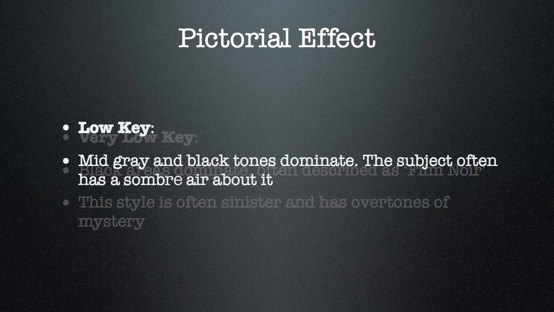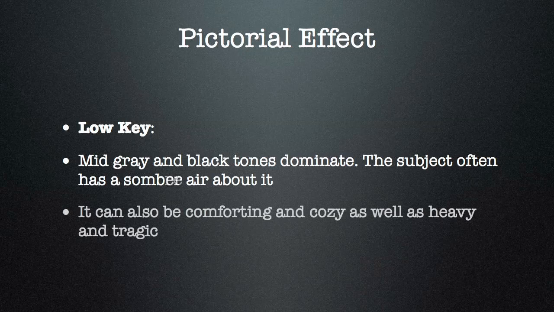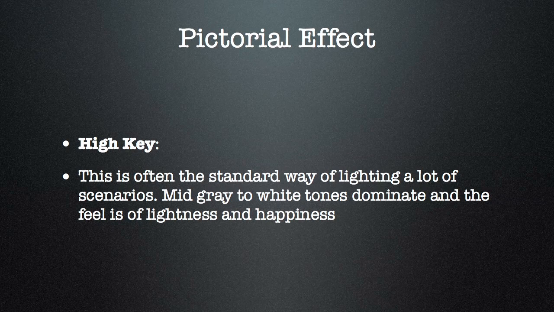Low key, mid-grey and black tones dominate. The subject often has a very sombre air about it, but not quite as dreary as very low key or film noir. This style can be comforting and cosy, as well as heavy and tragic. So it has a double meaning, or a double potential, if you like, when you're approaching a scene. High key, we've already looked at this in a way. It's often the standard way of lighting a lot of scenarios. Mid-grey and white tones dominate, and it has a feeling of lightness and overall happiness.